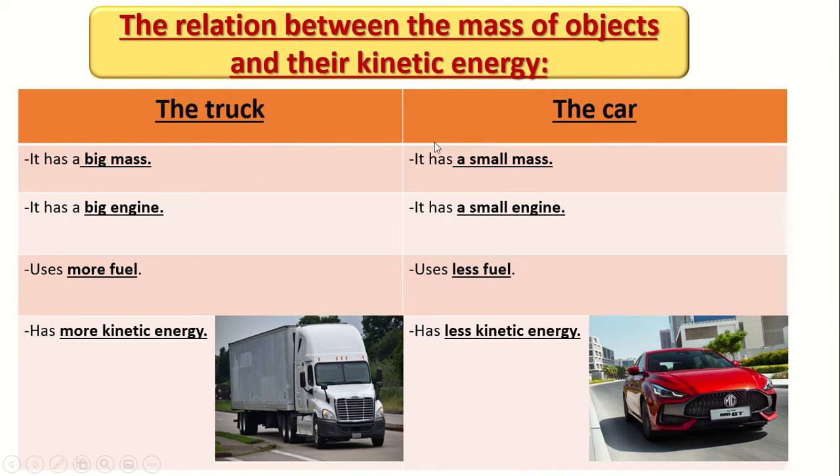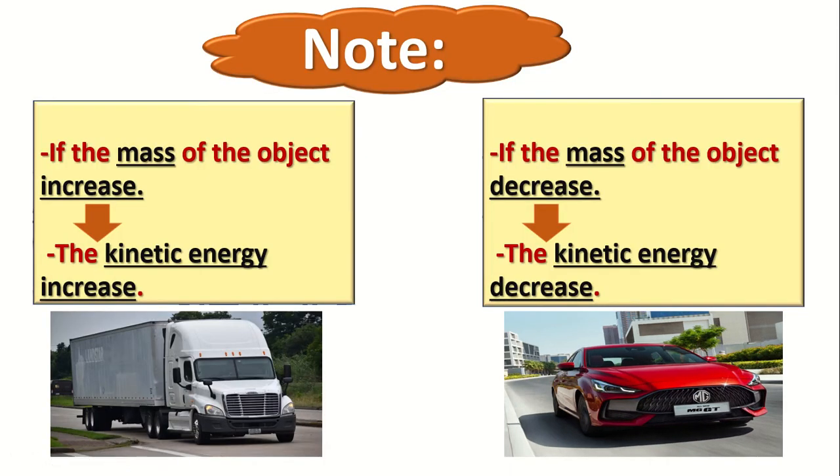Okay, let's see the car. The car has a small mass, and also it needs a small engine, not like the truck. So it needs less fuel or less gasoline. And when it has less fuel, it has less kinetic energy than the truck. So the big mass has more kinetic energy and the small mass has less kinetic energy. Excellent. Again, when the mass increases, the kinetic energy will increase like the truck. And when the mass decreases, the kinetic energy will decrease like the car.